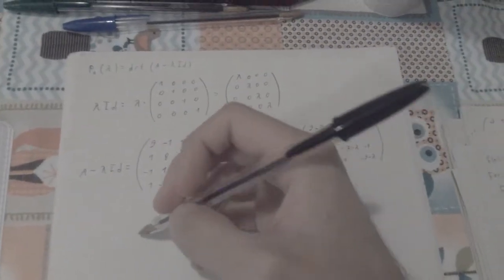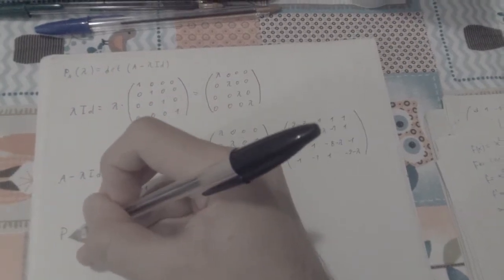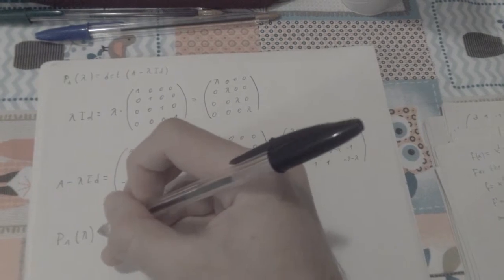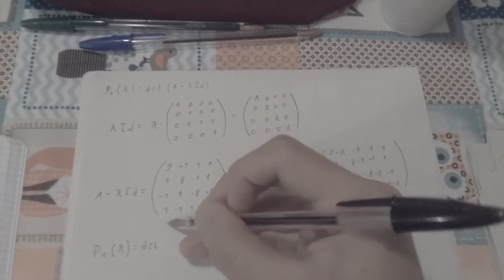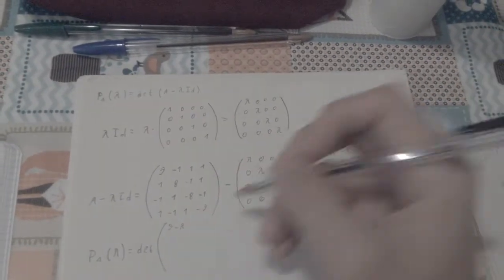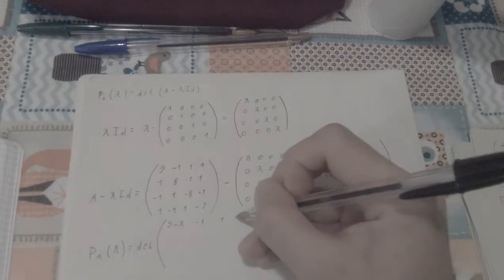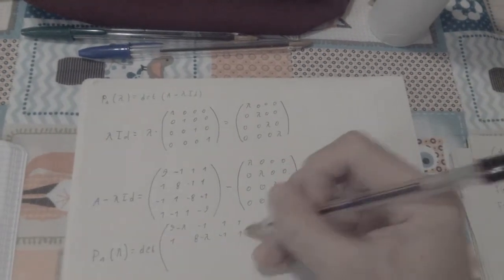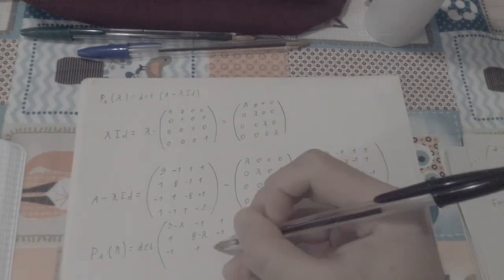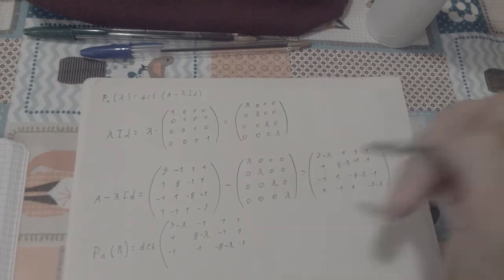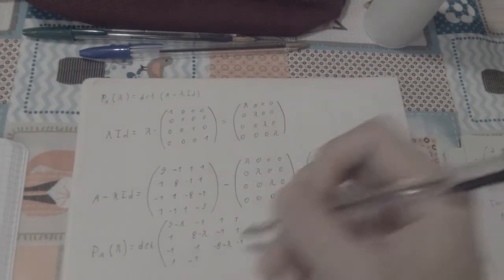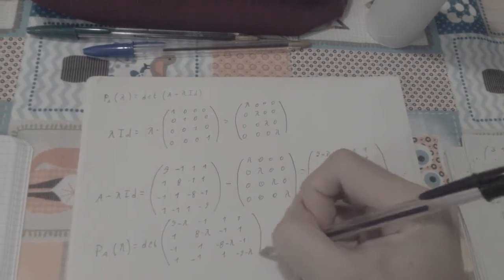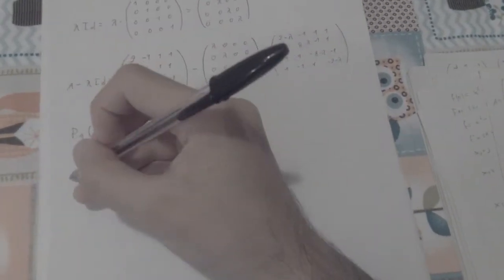So let's go on. Now we basically have to calculate, we know that P_A, so the P of lambda, is going to be given by the determinant of this matrix here that we have just found. So basically the determinant of 9 minus lambda, negative 1, 1, 1, 1, 8 minus lambda, negative 1, 1, negative 1, 1, negative 8 minus lambda, negative 1, 1, negative 1, 1, and negative 9 minus lambda. And now we just have to calculate the determinant of this very matrix. So what do we do? Laplace. So basically, let me just write it and squeeze it here.